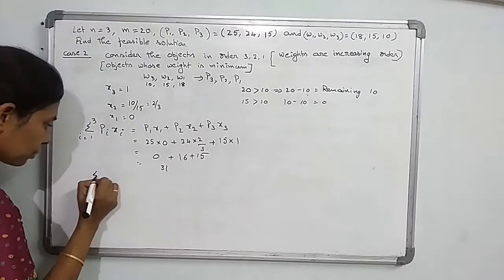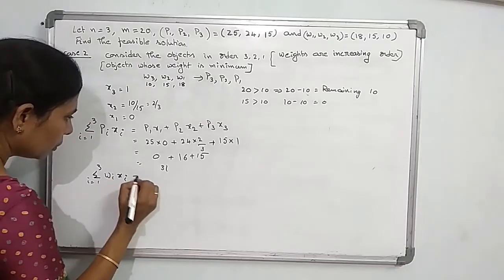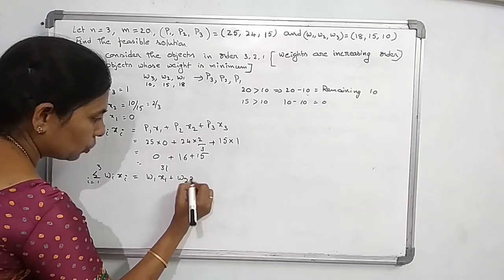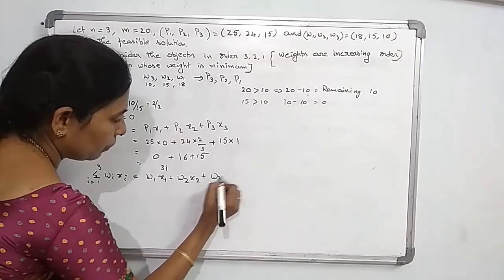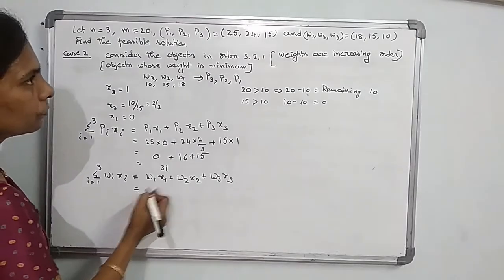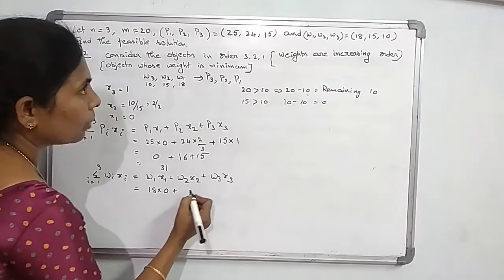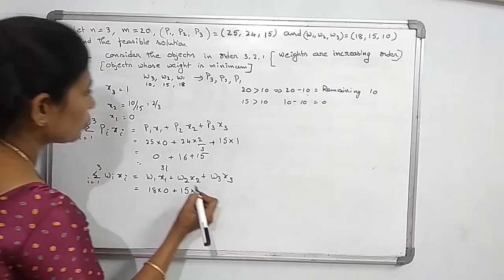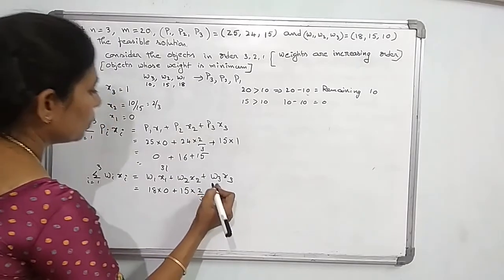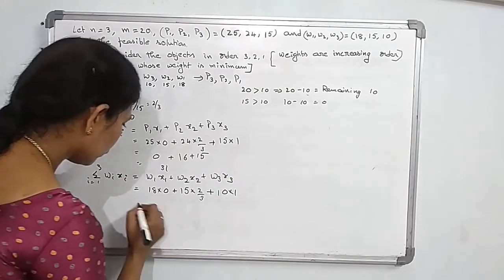So now calculate the sigma i equal to 1 to 3 Wi xi. That means W1 x1 plus W2 x2 plus W3 x3. W1 means the weight of 1, 18 into 0. W2 is 15 into x2, x2 means 2 by 3, plus W3 10 into x3 equal to 1.